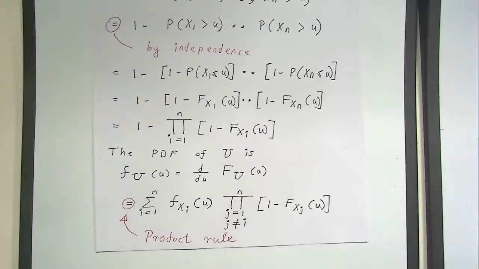This follows by the product rule for differentiation. You must have done this a long time ago. If you apply the product rule for differentiation of n functions, if you differentiate that with respect to U, this is what you will get.